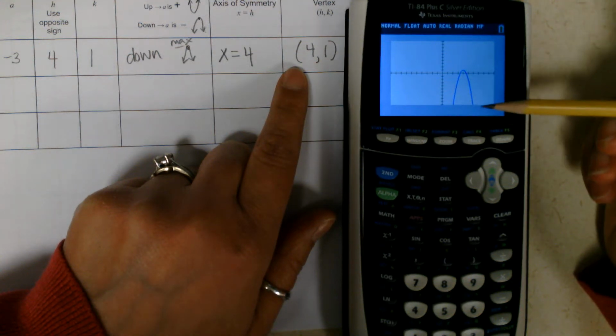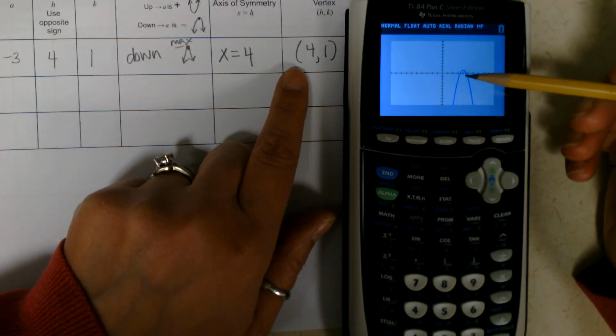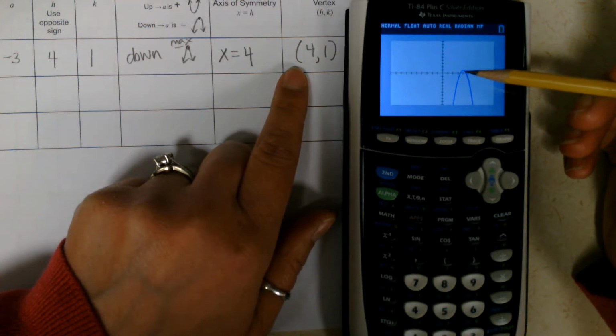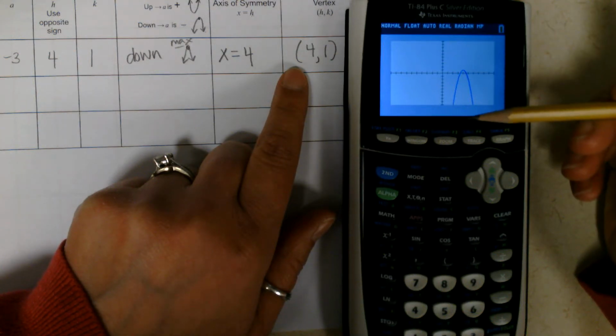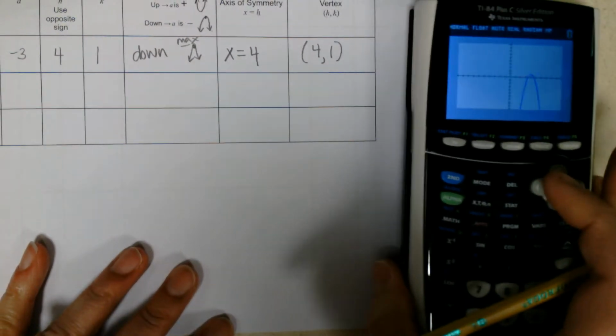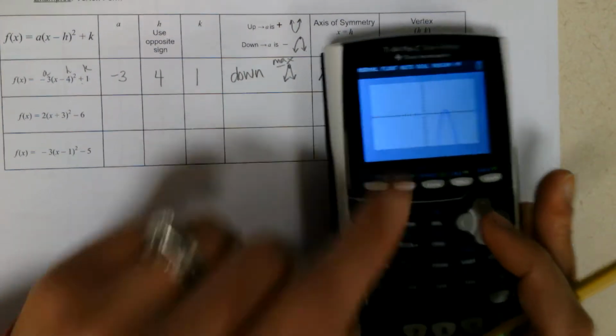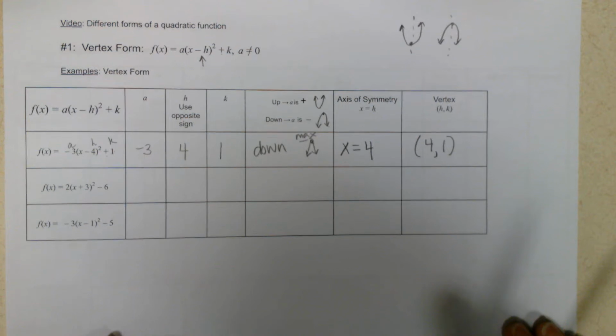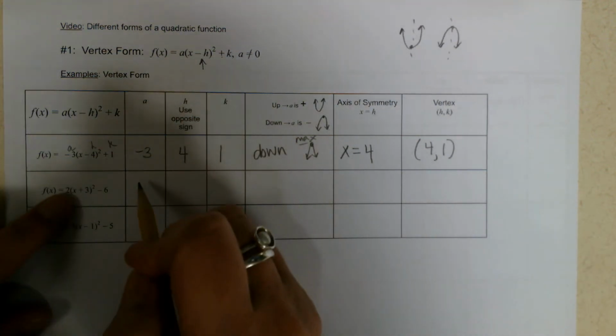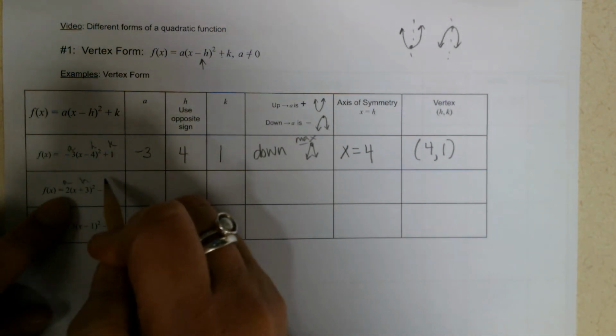Here we have opens downward. Here's 1, 2, 3, 4, 1. There's your vertex, imaginary line, x equals 4. So we could get information from a graph without actually having a graphing calculator. So let's try these next two. We're going to pull out a, h, and k.